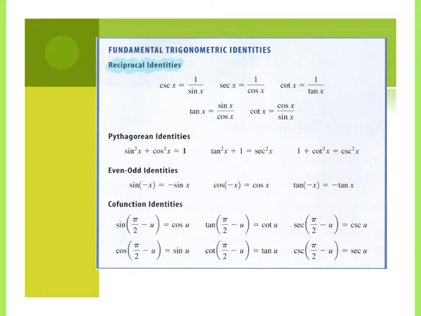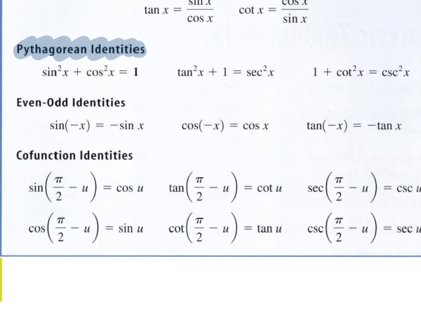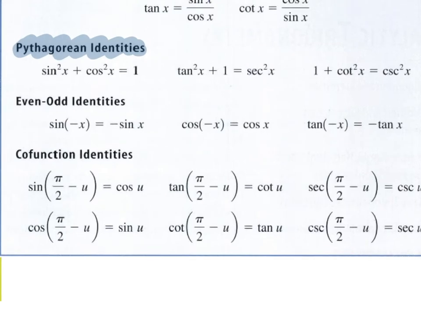The Pythagorean identities are what we haven't talked about yet this year, but hopefully you remember these from Algebra 2. They are these 3: sine squared plus cosine squared equals 1, tangent squared plus 1 equals secant squared, and 1 plus cotangent squared equals cosecant squared. These can actually be verified.